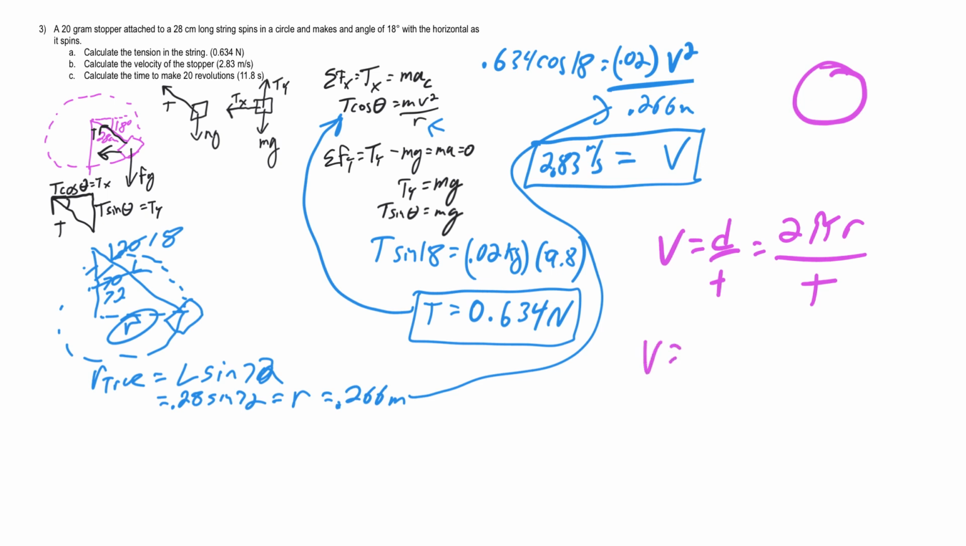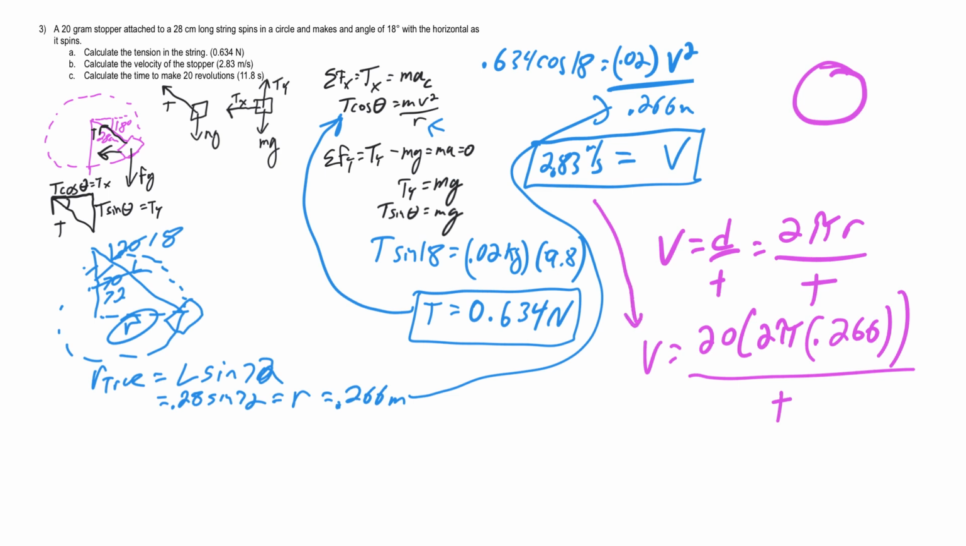So in this case, they're asking how long does it take for 20 times? So that means we're going 20 revolutions times 2 pi. Now again, we're going to use the true radius here because that's the actual circle that it's traveling in. And then we'll divide by t. And oh yeah, we've got to sub in that velocity, right? 2.83.